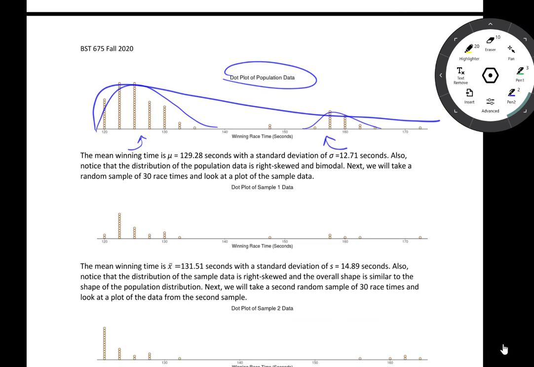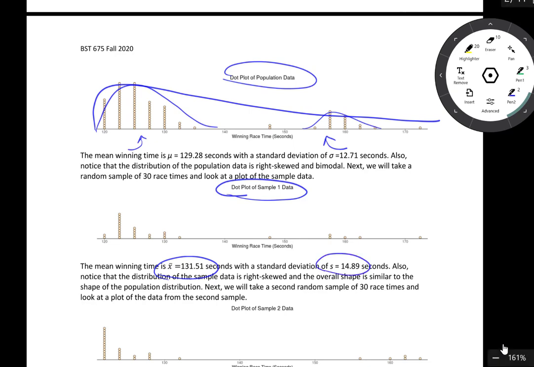Next, we're going to take a random sample of 30 race times and look at a plot of the sample data. Notice here we have a distribution of the sample data. We've taken 30 data points. A couple things to notice here. If we look at the mean time for this sample, we get that X bar is equal to 131.51. Notice I'm using X bar for the notation because this is the mean from the sample versus mu earlier, which was the mean from the population.